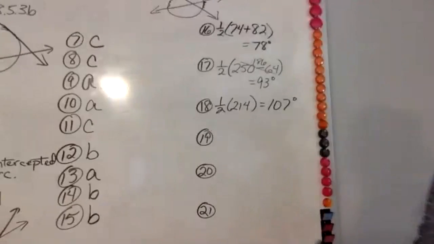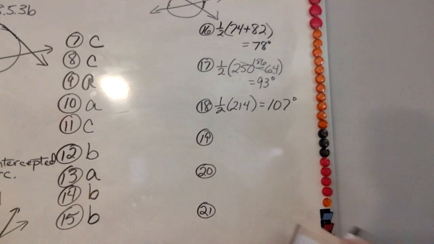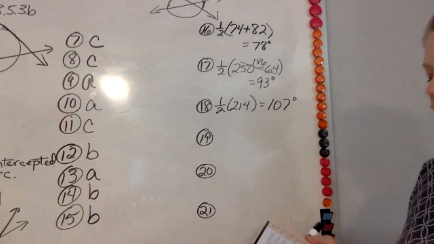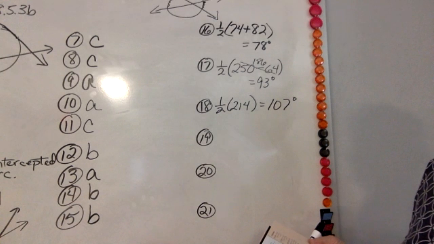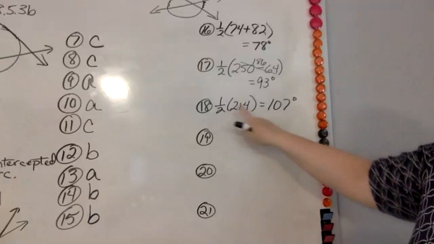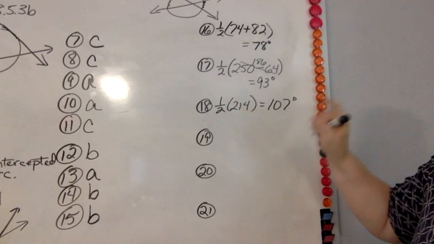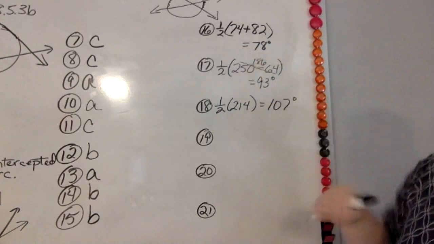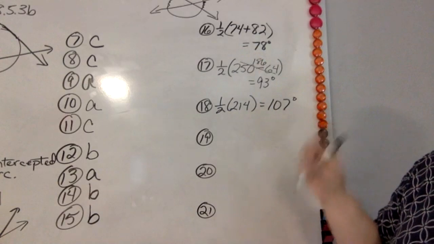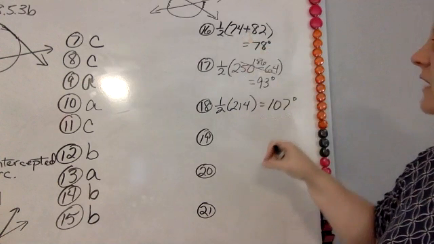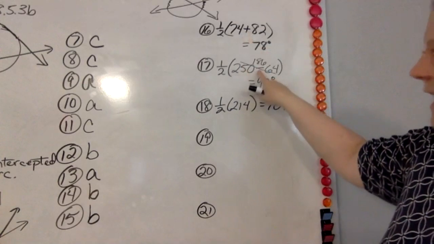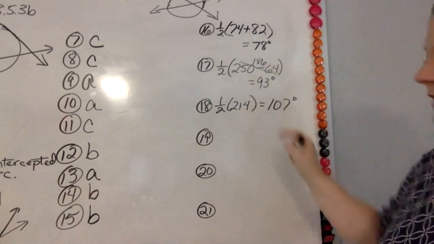Here, I'll move it over a little bit. That gets that glare off there. Okay. So you're looking at where the lines cross. If they cross on the circle, you just take half of the arc. If they cross inside the circle, you take half the sum. If they're outside the circle, you take half the difference, you subtract.